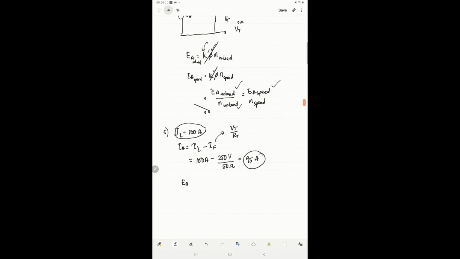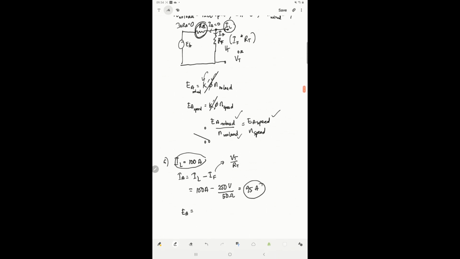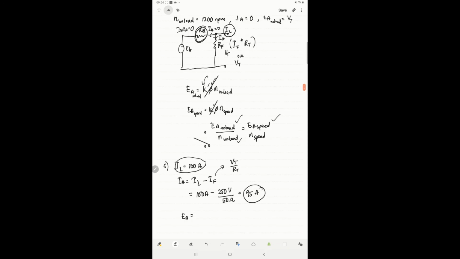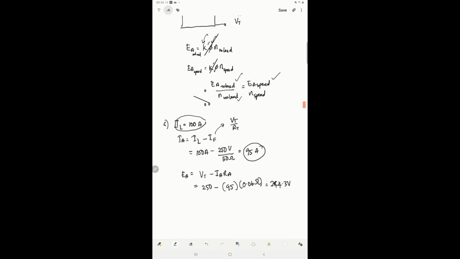So EA, when IL is 100 ampere, is no longer simply VT, because now we have a voltage drop here. So EA is VT minus IA RA. It's 250 minus 95 times RA, which is 0.06 ohm, and this will give you 244.3 volts.